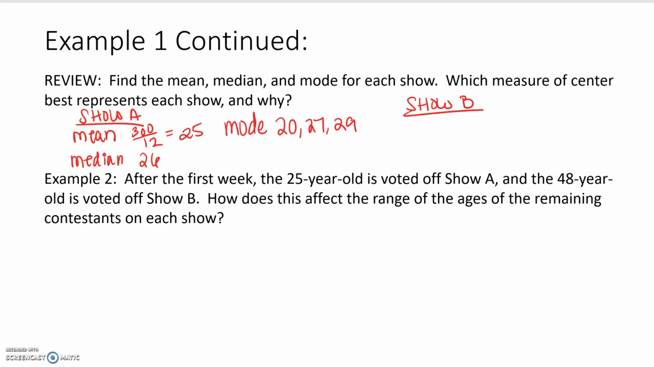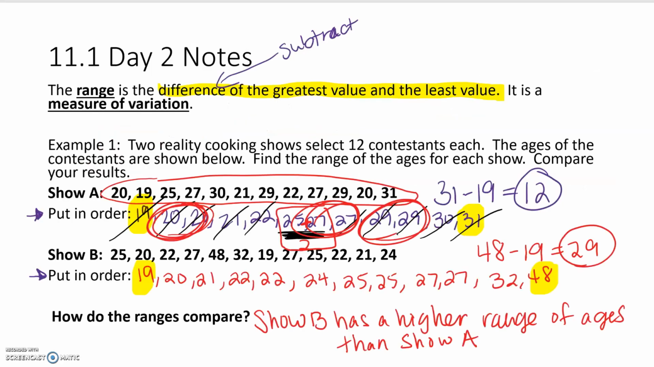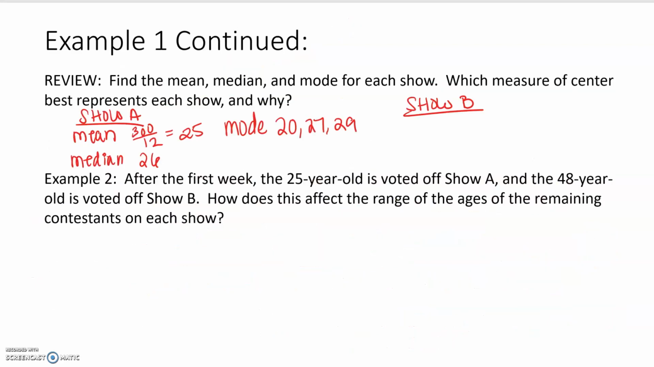Okay, then we're going to do show B. So same thing, I'm going to go back to my data for show B. I'm now going to look at this set of numbers. I'm going to add them all together. And when I do that this time, I get 312. Remember, there are 12 contestants per show, so this time I'm going to get 26 as my mean. 26 is my mean.